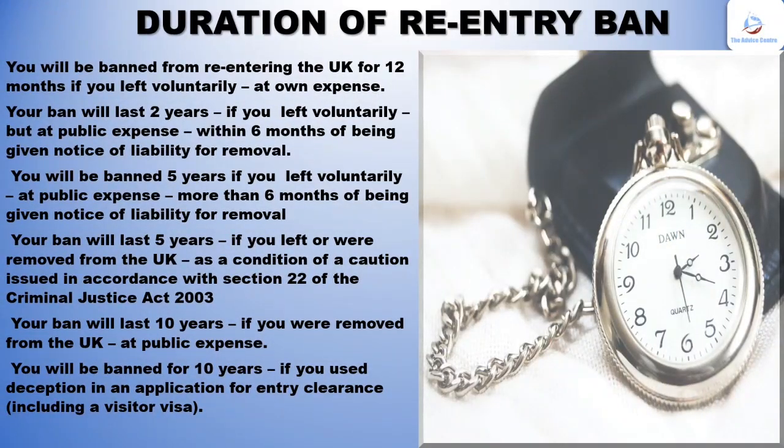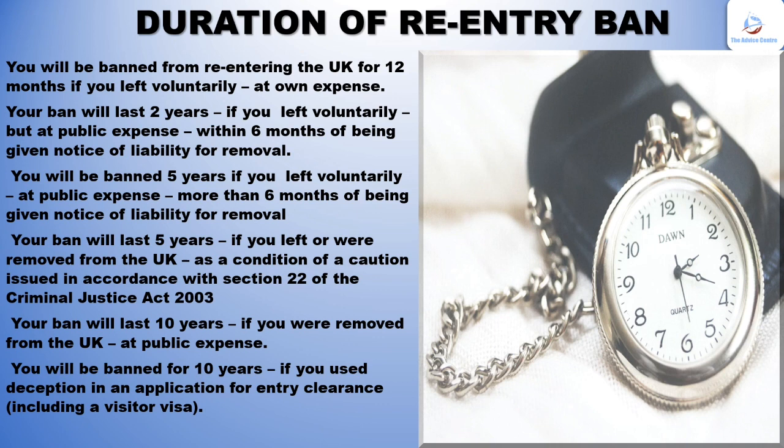Duration of re-entry ban. You will be banned from re-entering the UK for 12 months if you left voluntarily at your own expense. Your ban will last 2 years if you left voluntarily, but at public expense, within 6 months of being given notice of liability for removal. You will be banned 5 years if you left voluntarily at public expense, more than 6 months after being given notice of liability for removal.